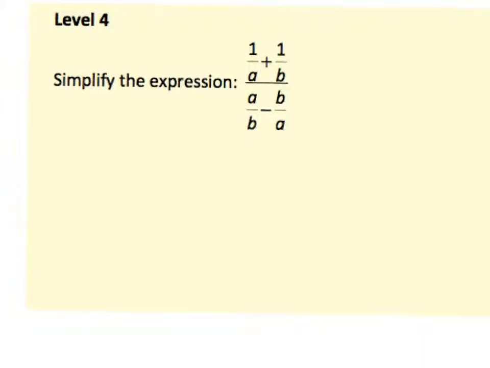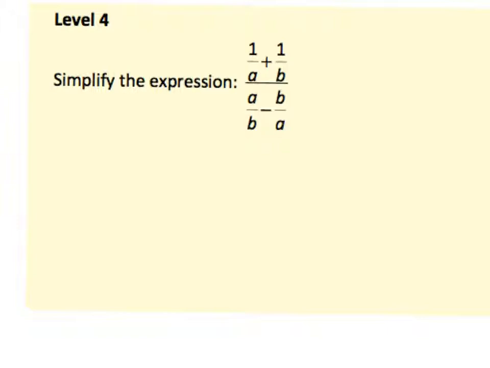Yay, level 4, you made it. Okay, so level 4 is a combination, of course, of level 2 and level 3, just basically on steroids. So what we're going to do here is we just want to simplify this expression. We're not solving for any variable, we're just simplifying it. So very much like our first couple objectives when we're simplifying expressions with numbers, now we just have variables in it.